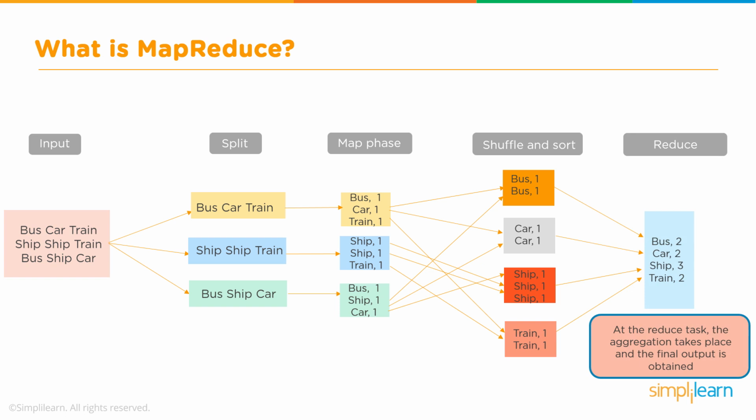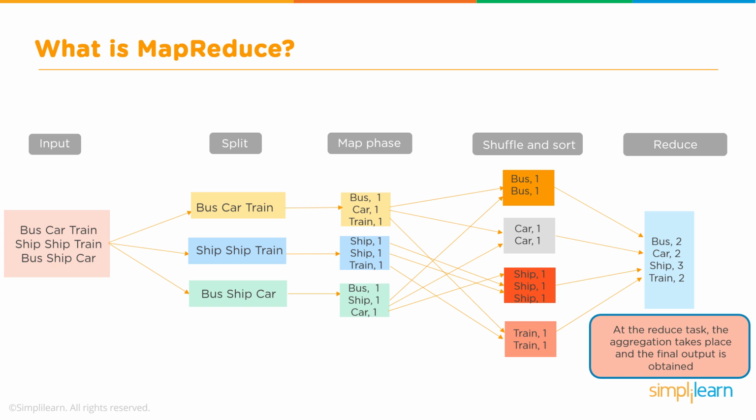In the reduce task, the aggregation takes place and the final output is obtained. So instead of having thousands of lines of counting, we just sum it up. This is nice because you can see that we have 2 buses, 2 cars, 3 ships, 2 trains, if you want to just get a count of how often these different words are used. Simple word counts are really the start of analyzing Word documents and things like that, to know how many uses of a certain word are in there. In the map and reduce, you really want to notice we have our input, which is our data.